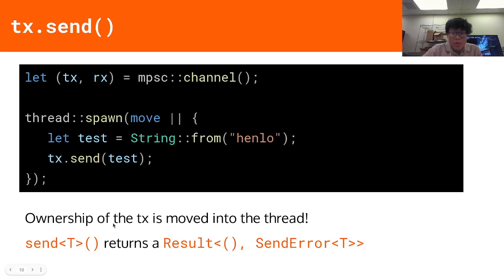So take note that the ownership of the tx, which is the sender, is moved into the thread because of the move keyword here. So once we use the transmitter here, the tx, we cannot use the tx out here anymore because it has been moved inside the thread.